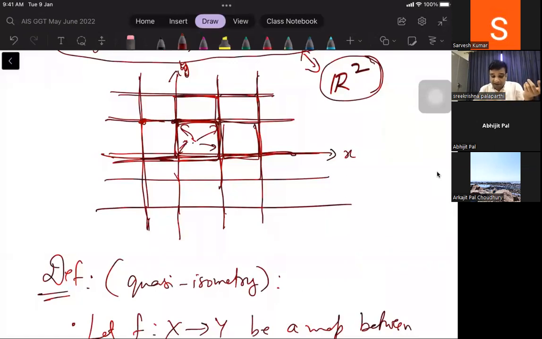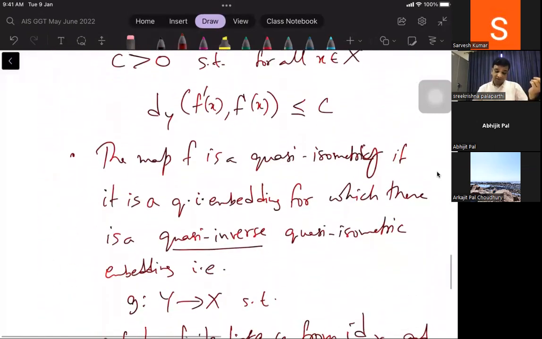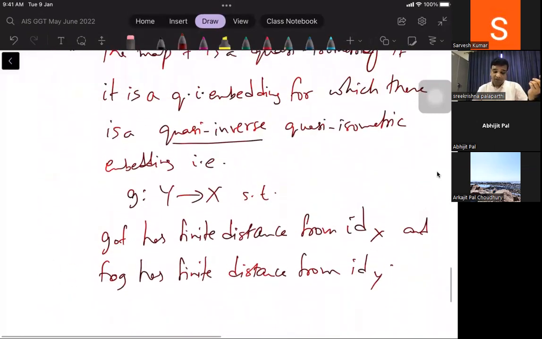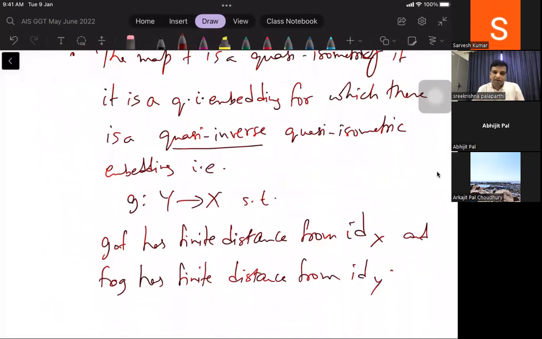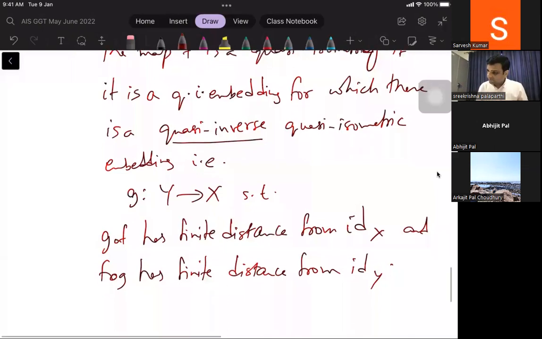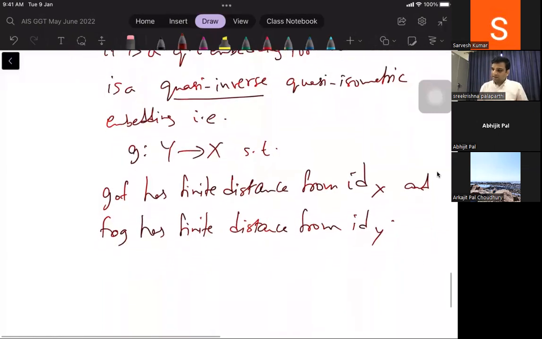That will not be the identity on R². You cannot get back the identity, but it will be this quasi inverse, in the sense that it will be at a finite distance from the identity. So the diameter of the square will basically be that finite distance. Okay, so let us take an example.